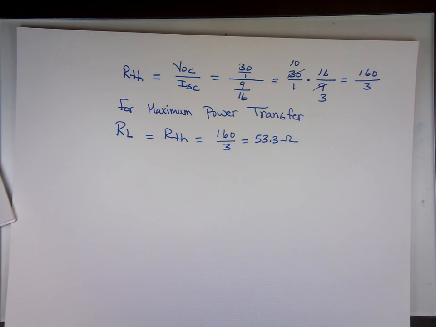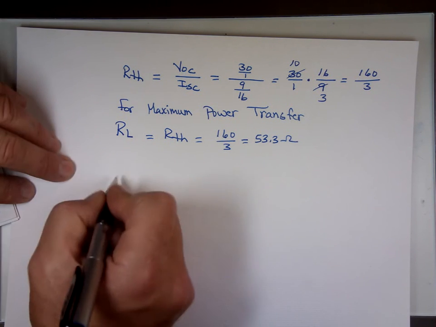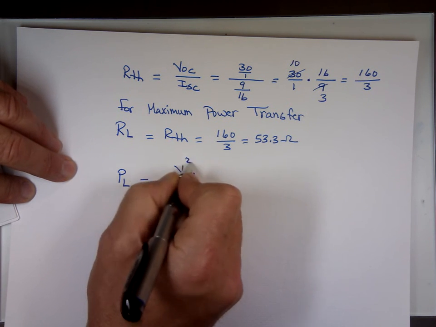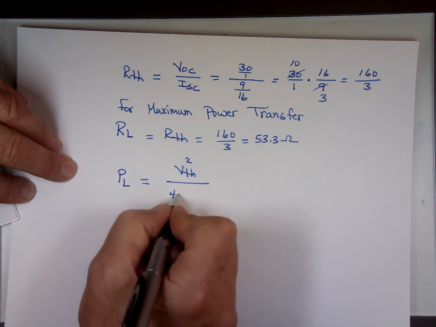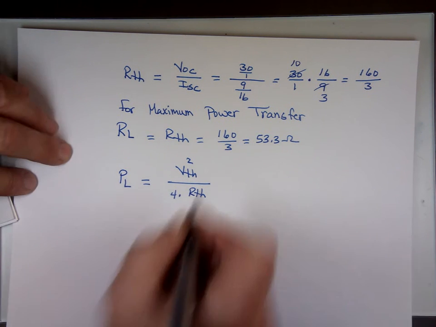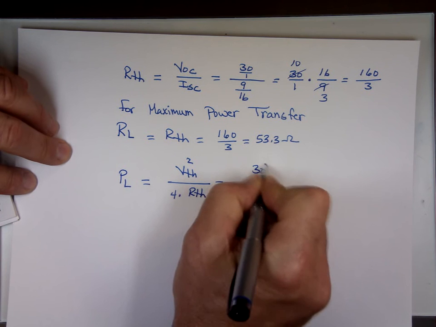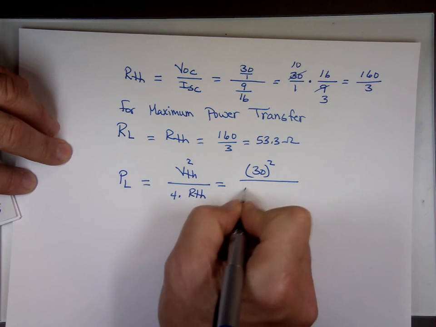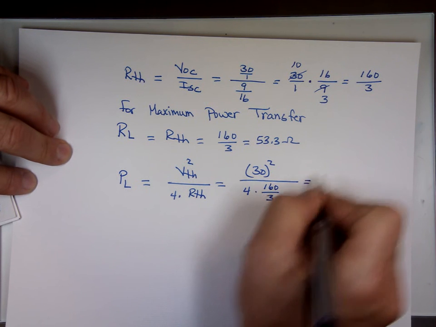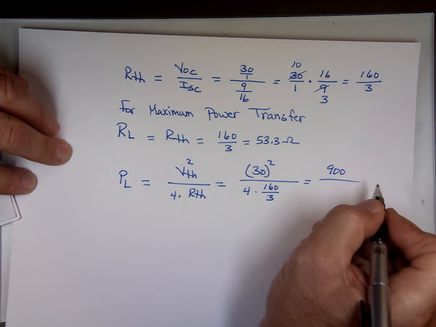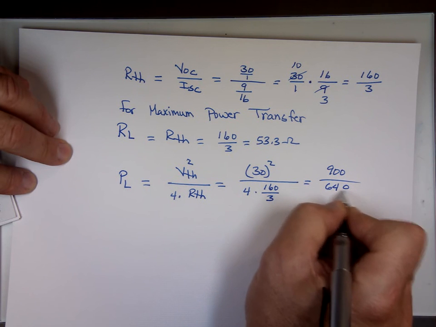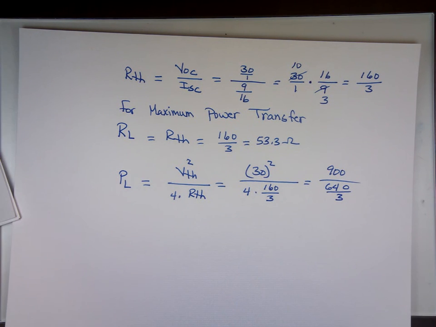And what about the power? What's the power delivered to the load? What's the maximum power? We said it's V Thevenin squared divided by 4 times R Thevenin. I just derived that. My V Thevenin is 30 squared, over 4 times R Thevenin, 160 over 3. It's 900 over, that's 640, I think. 16 times 4, is that 640? Yep.